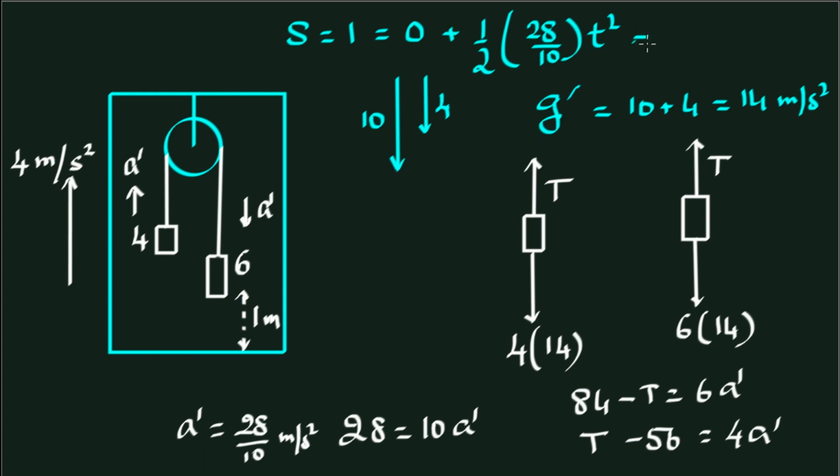So this gives us the time of travel for this 6 kg block before it hits the floor equal to, how much is that? This is the root of 20 by 28 seconds. Of course, you can simplify that further. I'll leave it there.